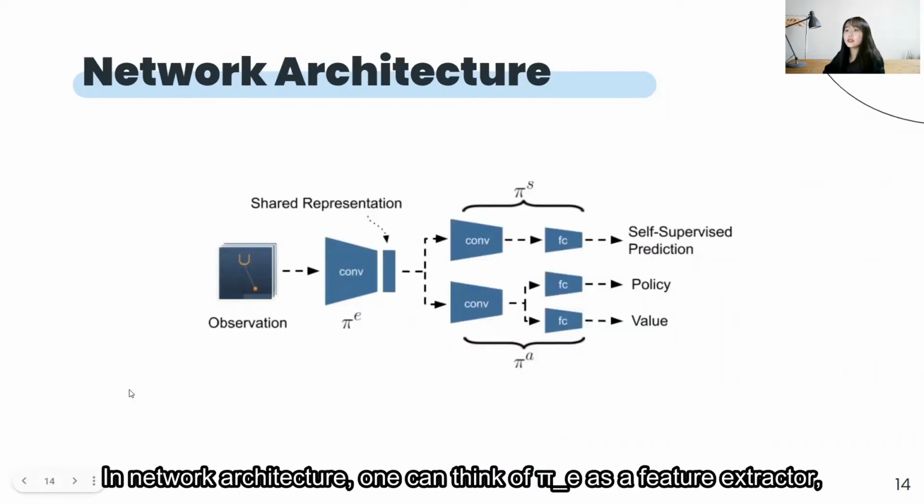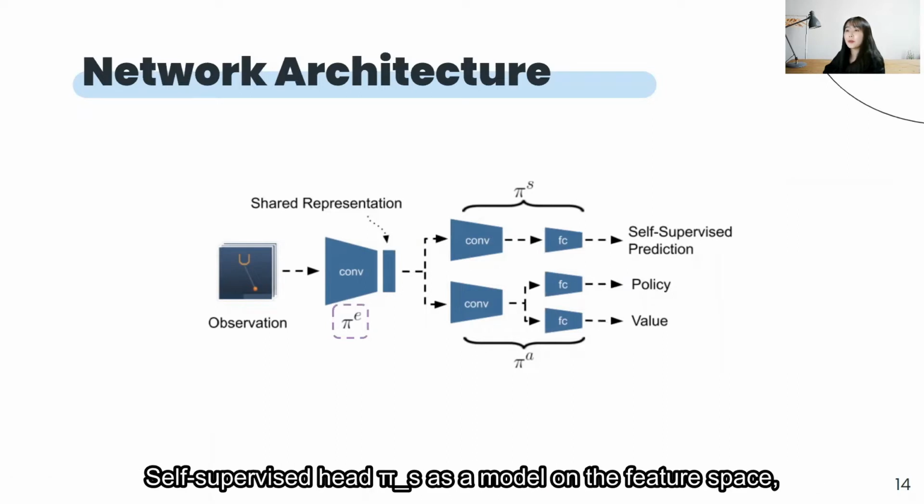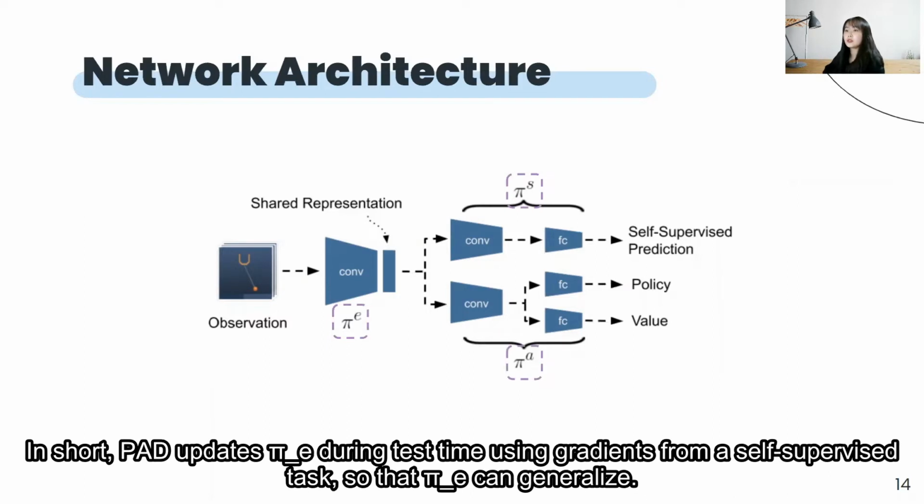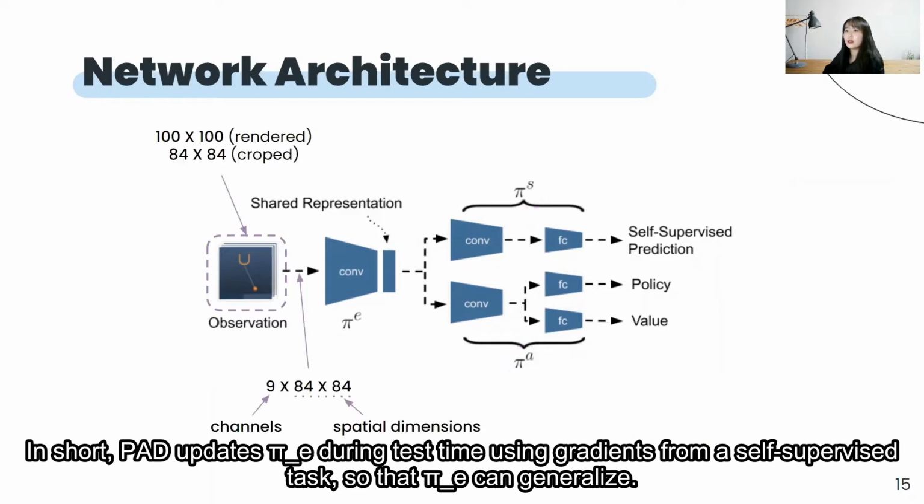In the network architecture, one can think of φ_e as a feature extractor. The self-supervised task has φ_s as a model on the feature space, and RL has φ_a as a controller based on these features. In short, PAD updates φ_e during test time using the gradient from a self-supervised task, so that φ_e can generalize.